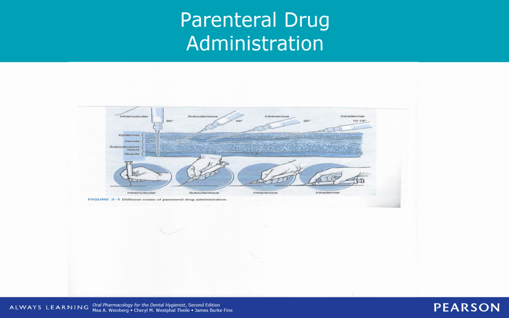Table 2.1 in your book is a great diagrammatic picture of how these different drugs are administered. As you can see, the intramuscular is perpendicular to the epidermis. The subcutaneous injection is at a 45-degree angle to the epidermis. The intravenous or IV injection is at about a 25-degree angle to the epidermis. And the intradermal is into the top layer of the epidermis, usually a 10 to 15 degree inclination.